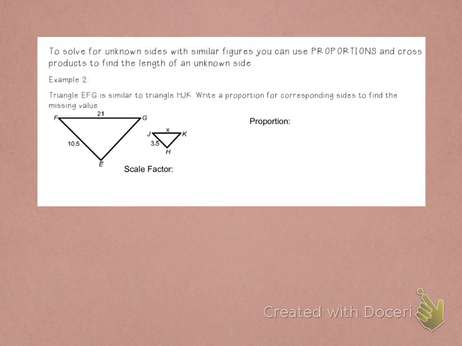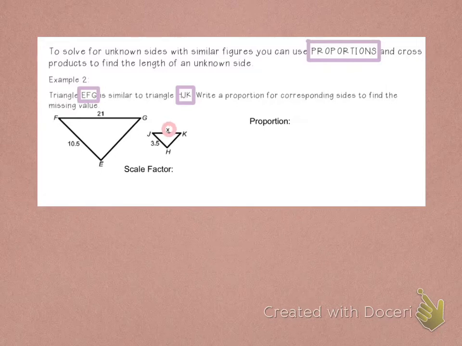Next one, to solve for unknown sides with similar figures, you can use proportions and cross products to find the length of an unknown side. So here we have triangle EFG, and it's saying it's similar to triangle HJK. Okay, so write a proportion for corresponding sides to find the missing value. So again, this is just identifying the same spot. So I'm finding the missing value, that's x right here.